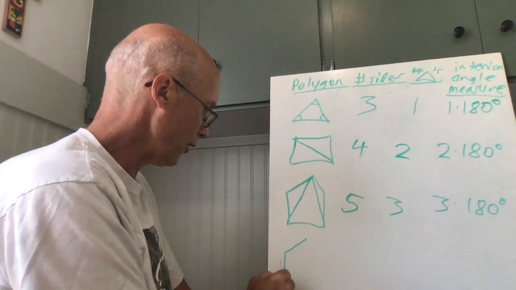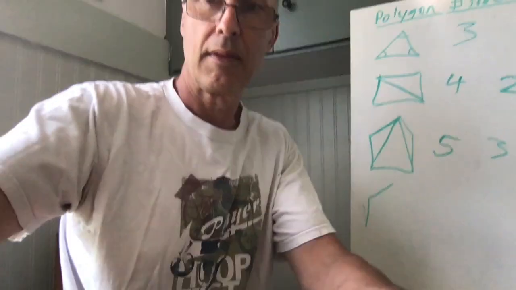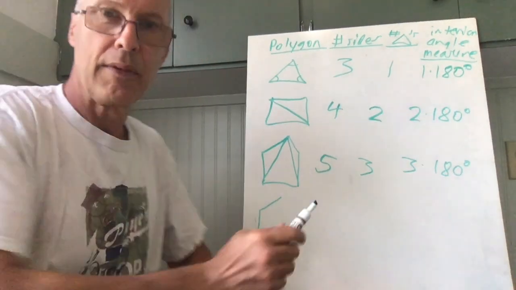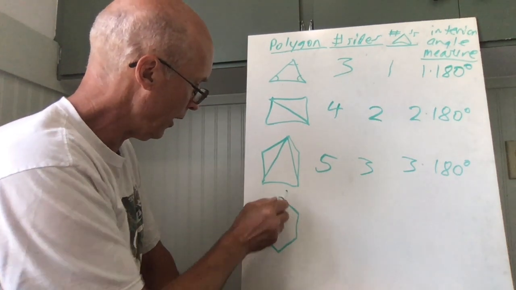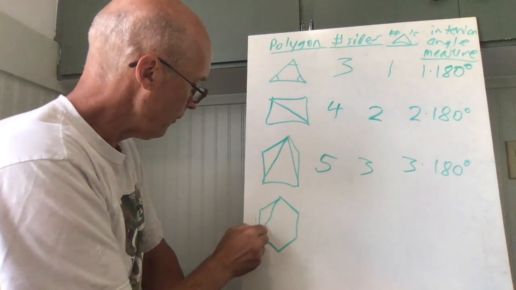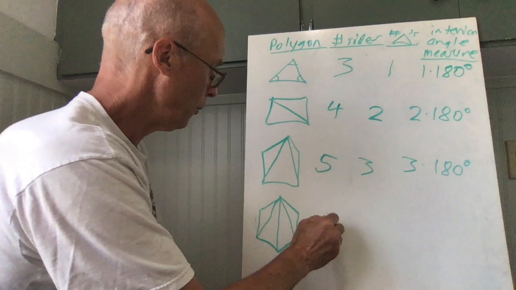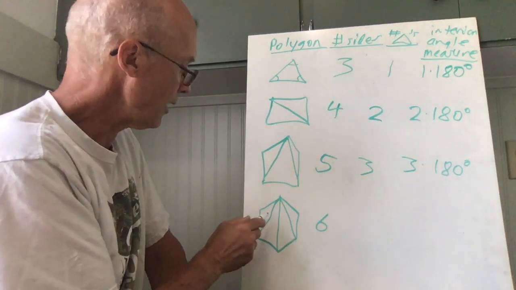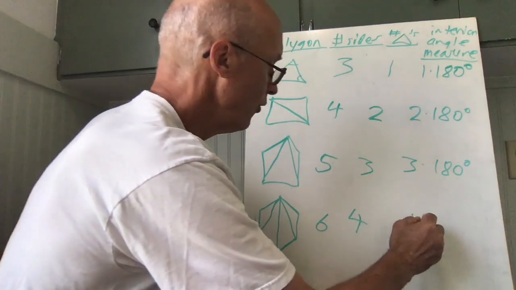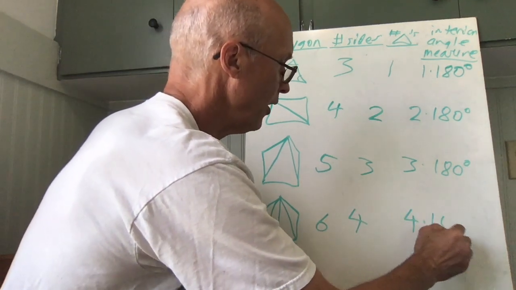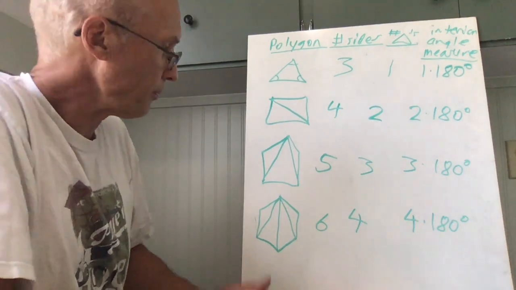I'll push my luck and try for 6. Can you see that? Oops, sorry. If I was a honeybee, I could do this a little better, but okay. So 1, 2, 3. So when we have 6 sides, I can chop this into 1, 2, 3, 4 triangles. So it's going to be 4 times 180 degrees. And the pattern just continues.